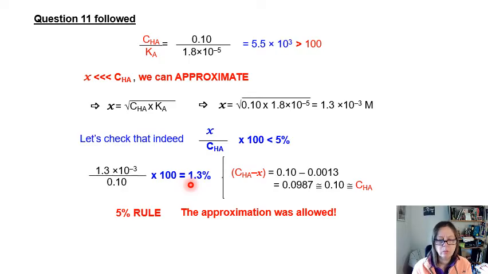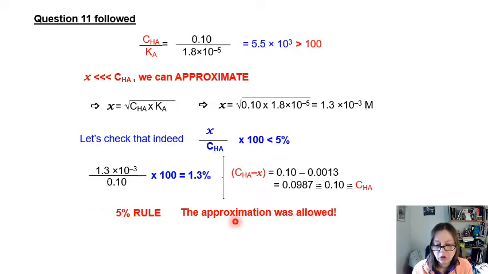Our approximation was allowed. What does it mean though? Let's double check. Let's make sure really that X is negligible in front of the nominal concentration. If we look at CHA minus X, it's 0.1 minus 0.0013, our concentration of H3O+, which gives us 0.0987. If we look at our sig figs, this is actually 0.10, the nominal concentration. So we can neglect X in front of the nominal concentration.